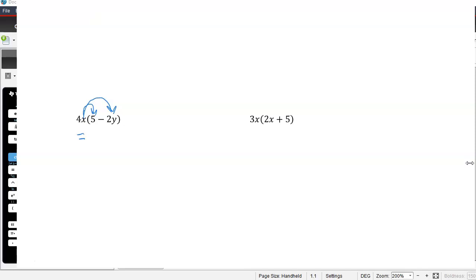So 4x times by 5. So 4 times 5 is 20, so that's 20x. 4 times negative 2 is negative 8. X times y is xy.